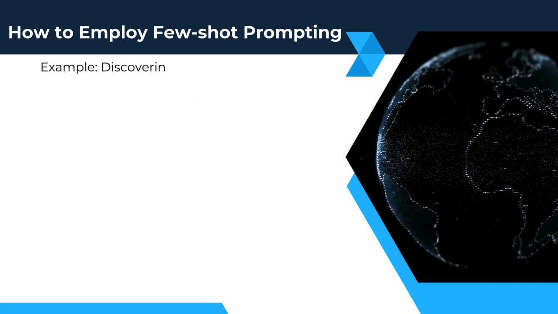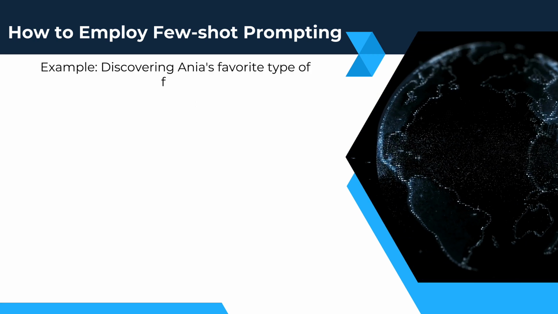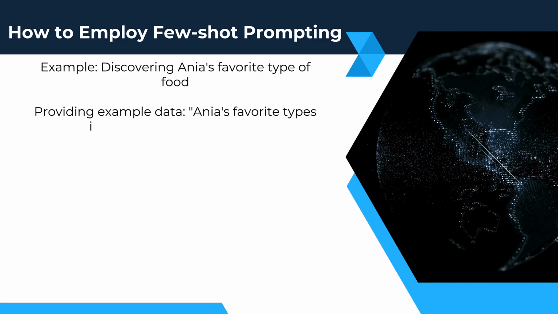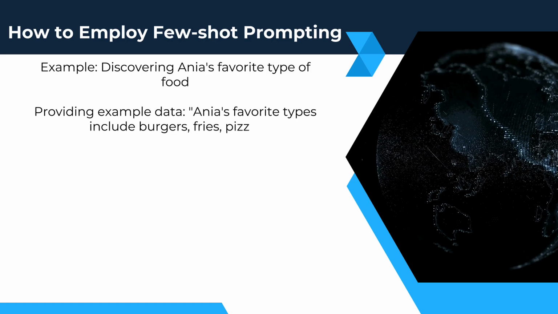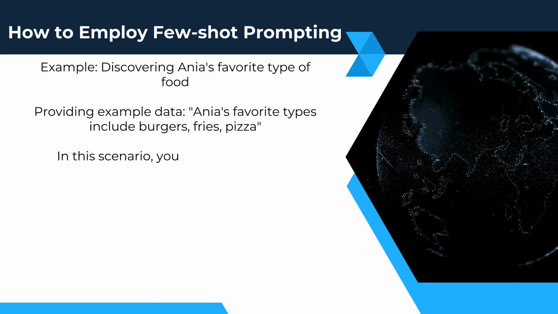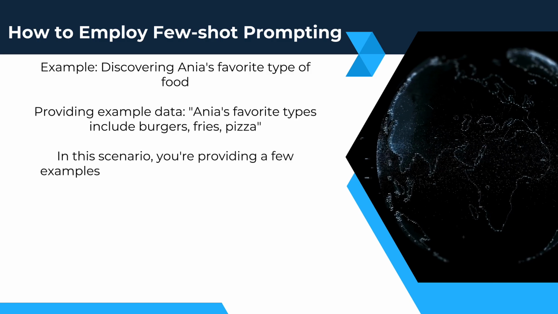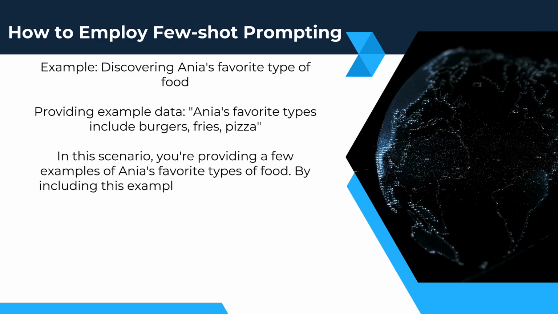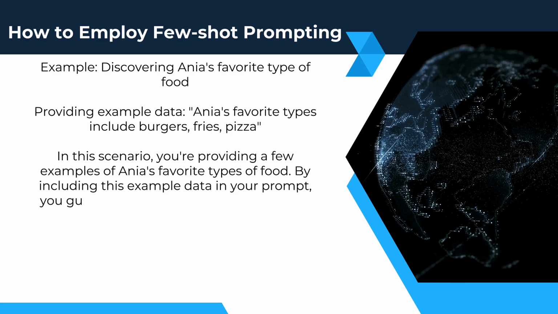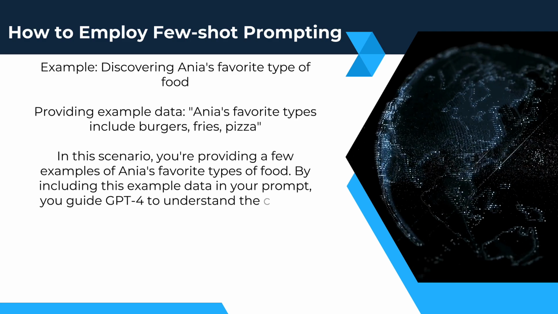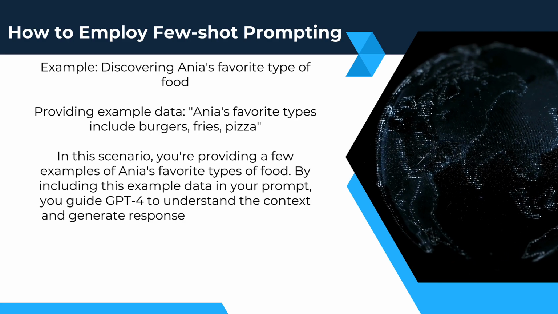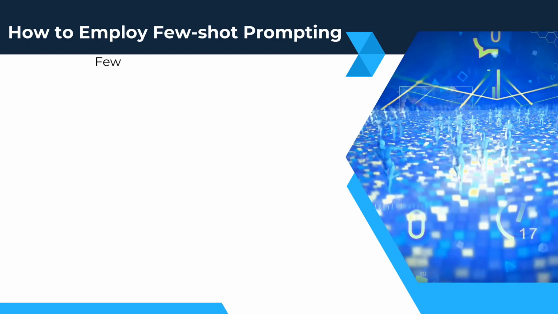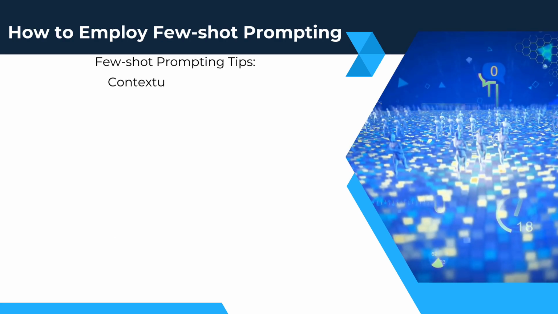Example: discovering Anya's favorite type of food. Providing example data. Anya's favorite types include burgers, fries, pizza. In this scenario, you are providing a few examples of Anya's favorite types of food. By including this example data in your prompt, you guide GPT-4 to understand the context and generate responses that align with the provided examples. Few-shot prompting tips.